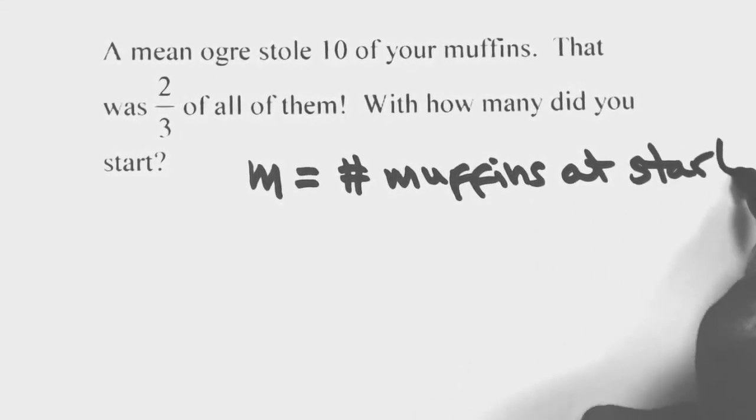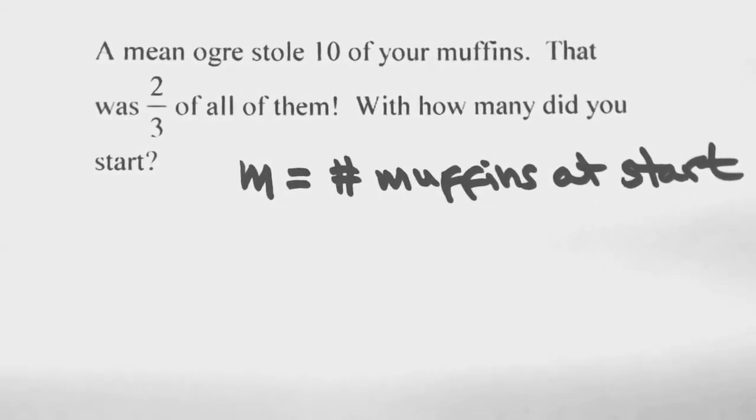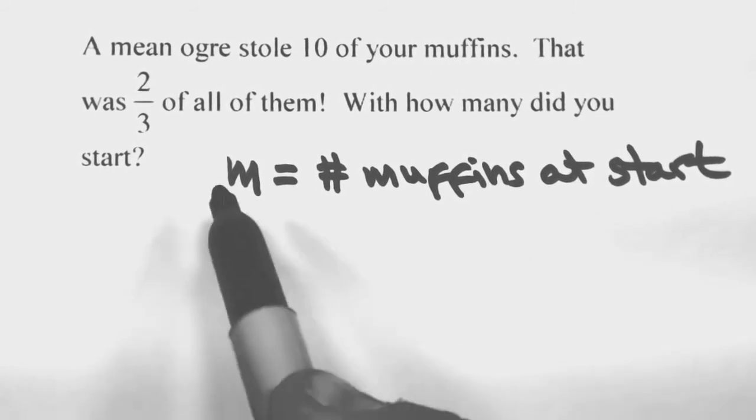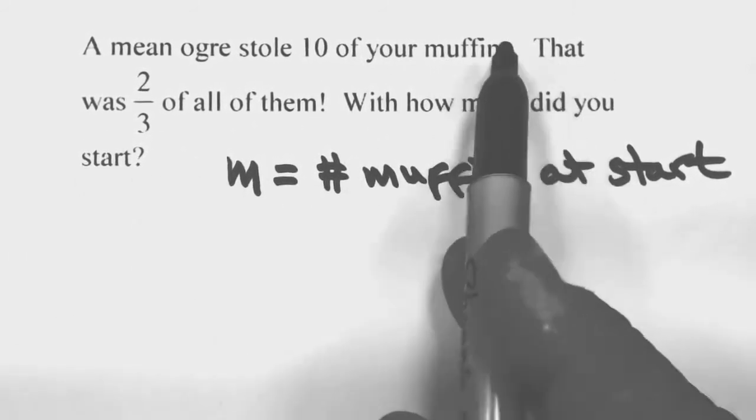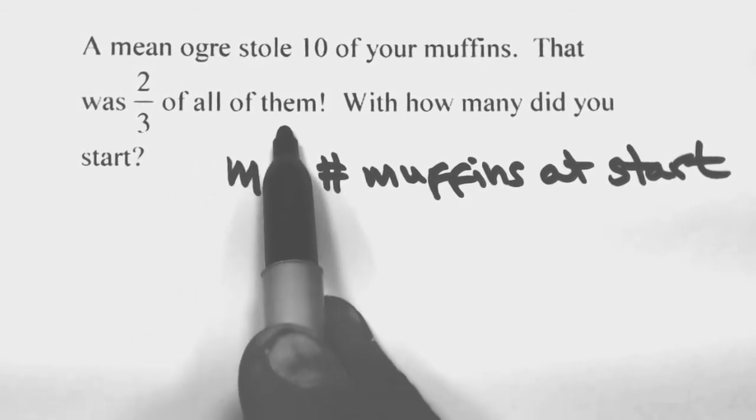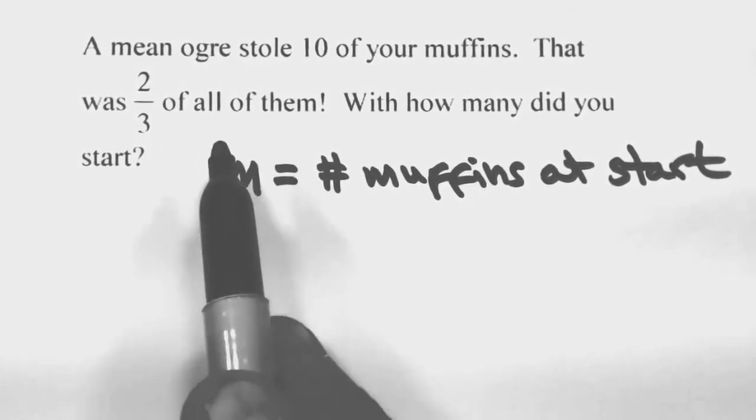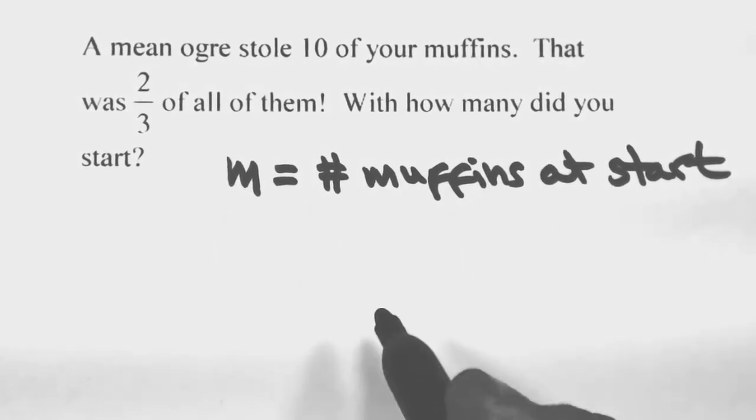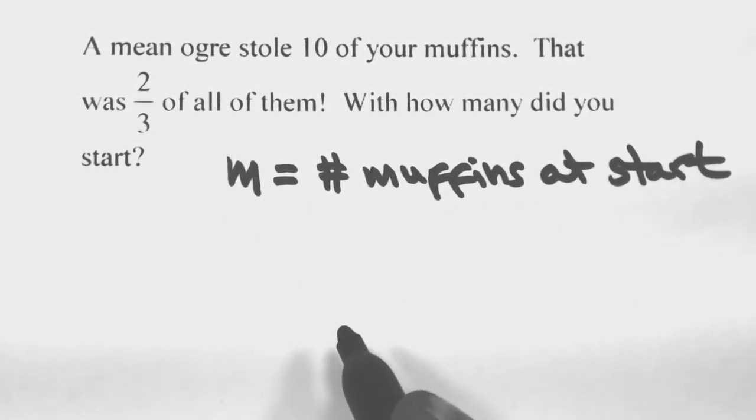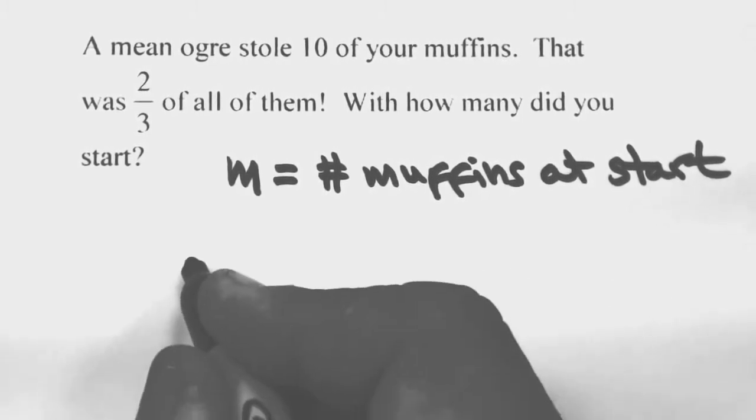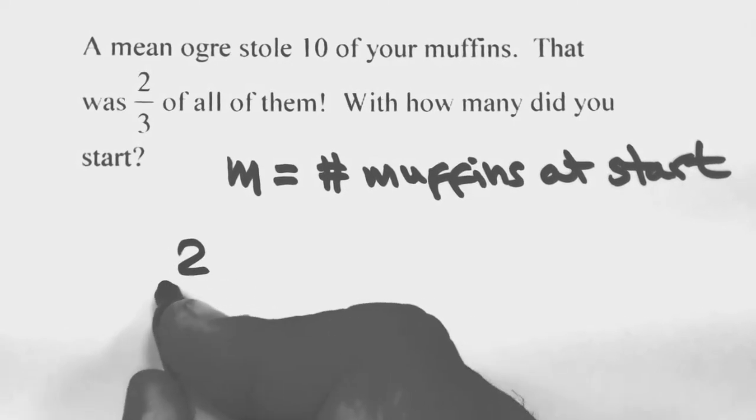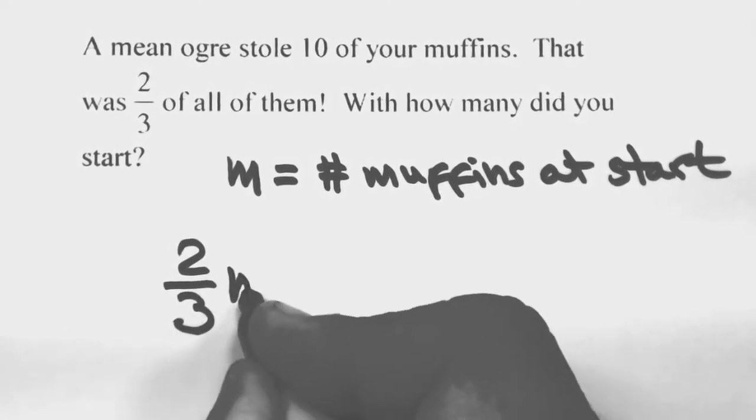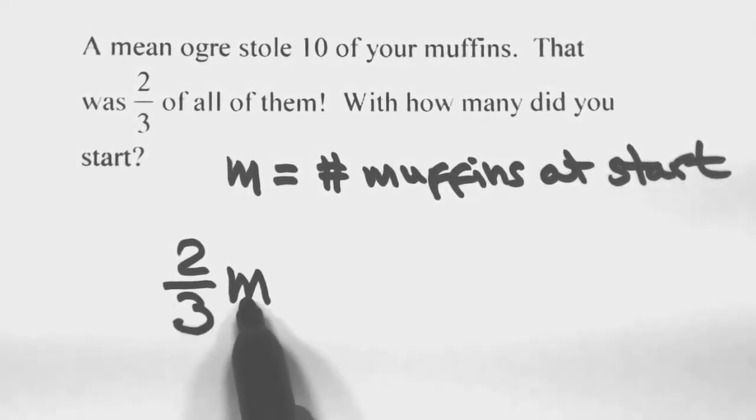Now, the thing we know about this is the following. What the orc took was 2/3 of those. Well, that means he took 2/3 of the M. If I was taking half of M, I'd be multiplying by 1/2. So for 2/3, I'm multiplying by 2/3. So 2/3 times M would be the number of muffins he took.